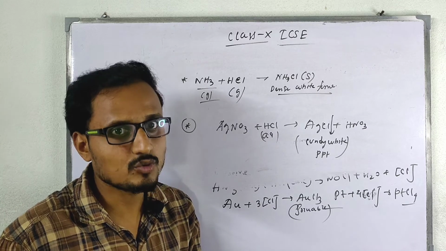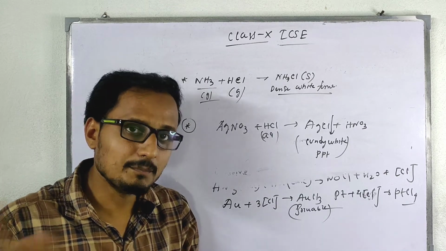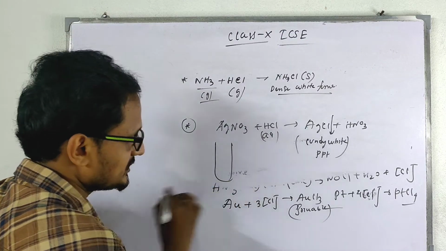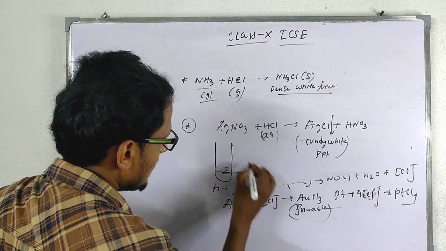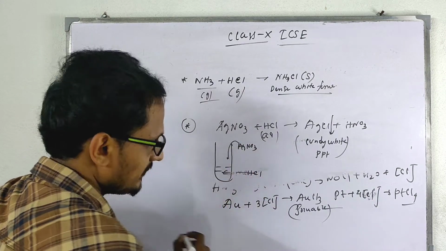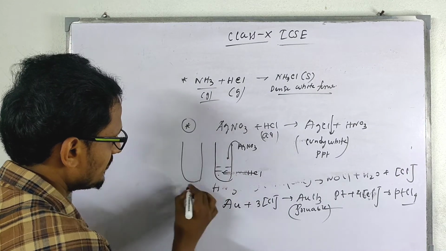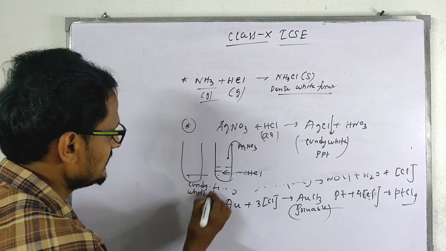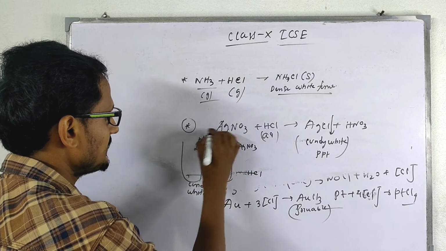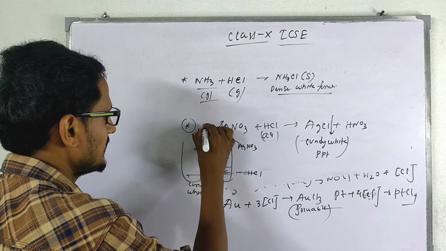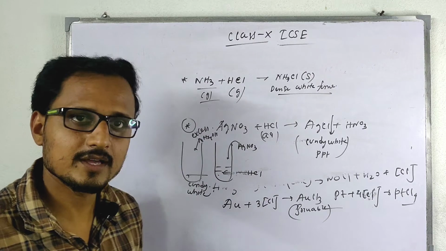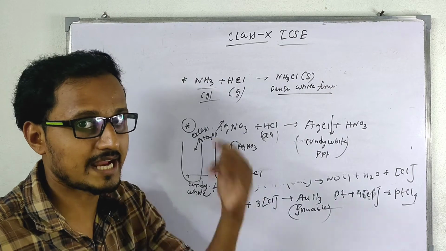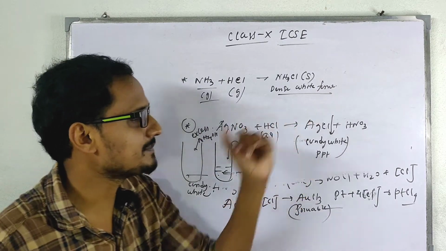Now that curdy white precipitate will not dissolve in nitric acid solution, but it will dissolve in excess ammonium hydroxide solution. So what we will do? We will take a test tube, say HCl is here. After addition of silver nitrate, there will be a formation of curdy white precipitate. Now this curdy white precipitate will be dissolved in excess ammonium hydroxide. Okay. So we will see a clear solution after adding ammonium hydroxide. So this is the confirmatory test of HCl.